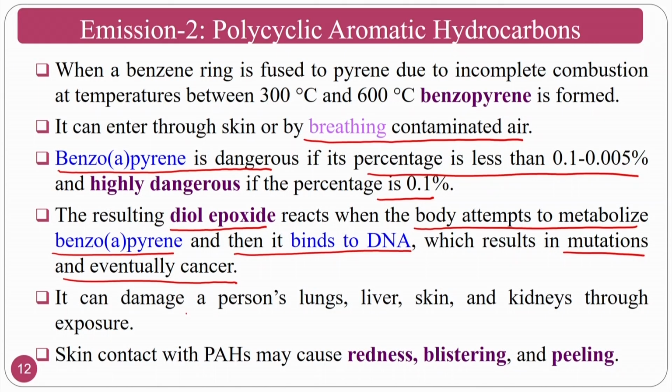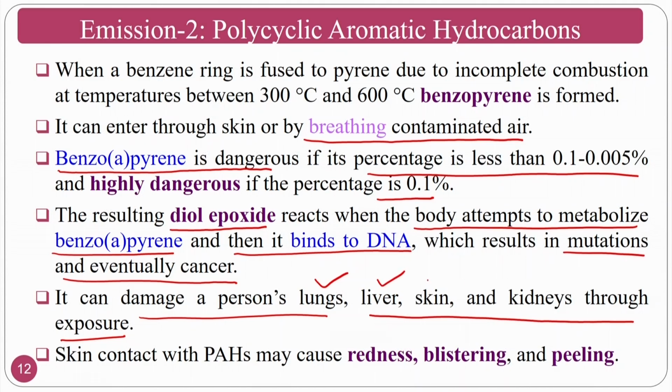So that uncontrollable growth of cells is nothing but cancer. It can cause damage to a person's lungs, liver, skin, and kidneys through exposure. If the exposure is through breathing, it causes lung cancer and liver cancer. If it is exposure to the skin, it may cause skin cancer, and if it can enter into the kidney, it may damage the kidneys also, because it is a chemical.